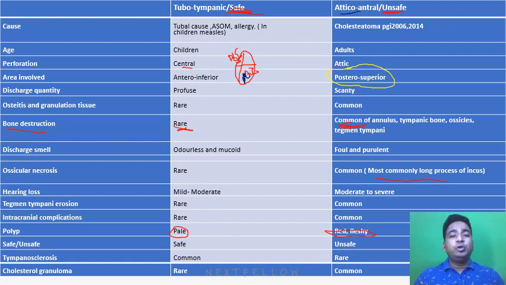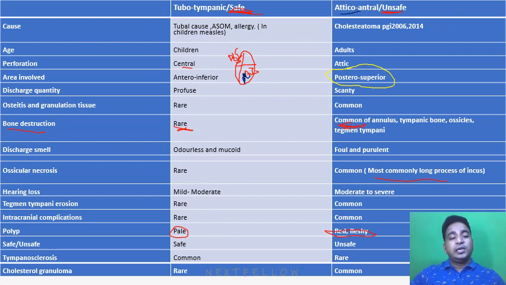Surgery required in tubotympanic or safe type of CSOM is mostly tympanoplasty. That is the eradication of disease from the middle ear cavity with the restoration of the ossicular or tympanic membrane continuity and mechanism. But in atticoantral or unsafe type of CSOM, our main aim is to completely eradicate the disease. Suppose there is a cholesteatoma in the unsafe variety, our aim is complete removal of the cholesteatoma. For that, even if we want to do the radical mastoidectomy or modified radical mastoidectomy, it is preferable. And then we restore the hearing mechanism later on.